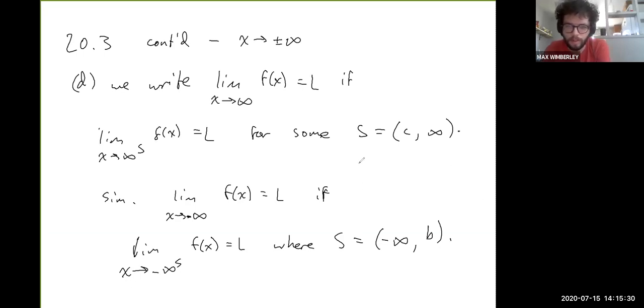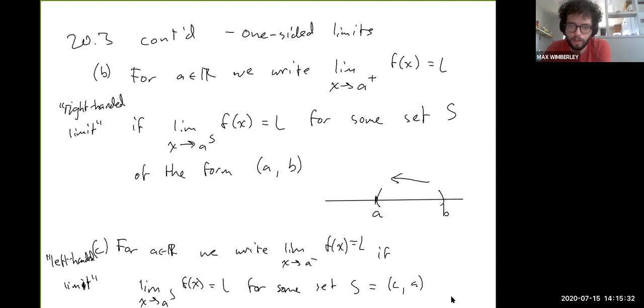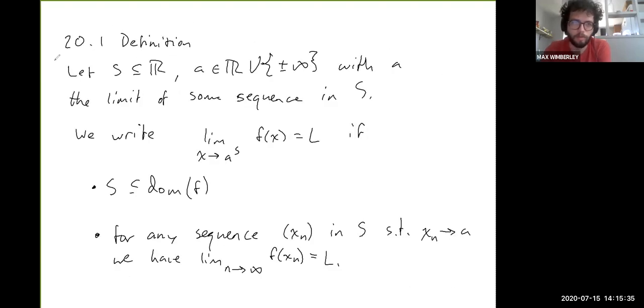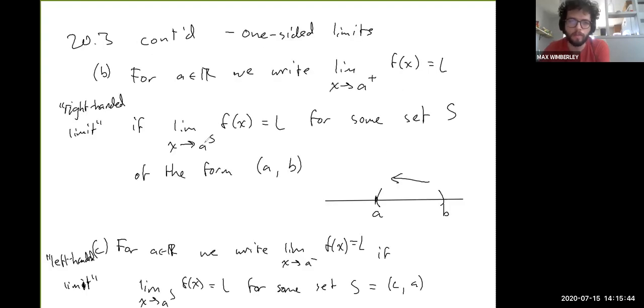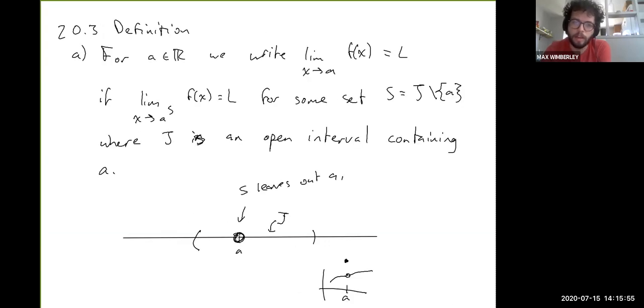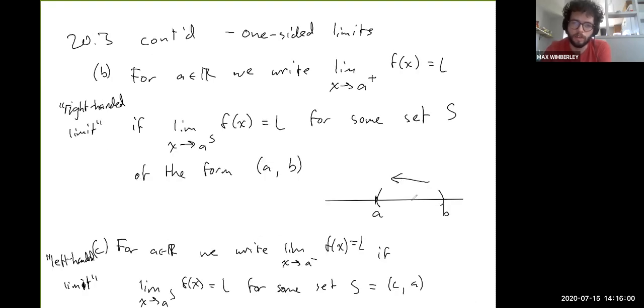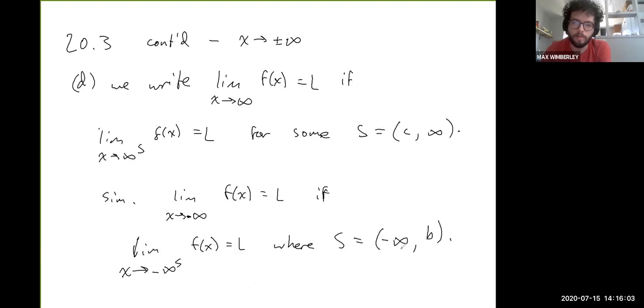I don't think there's a whole lot to say about this. As long as you understand the original definition here, 20.1, then hopefully it's clear why these are the definitions we make for the familiar versions. For the two-sided limit, you'd want an interval around a on both sides, but you just delete the point a. For the one-sided limits, you just need an interval on one side of a. And for the infinite limits, you just need an interval that extends from some point to infinity or from negative infinity up to some point.